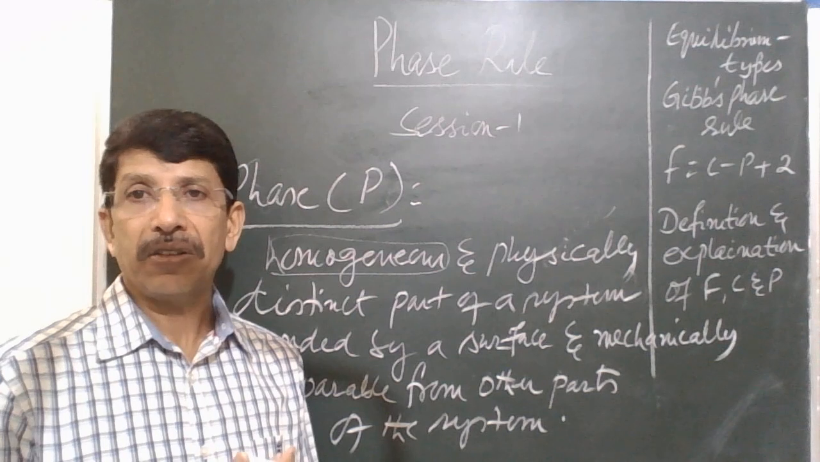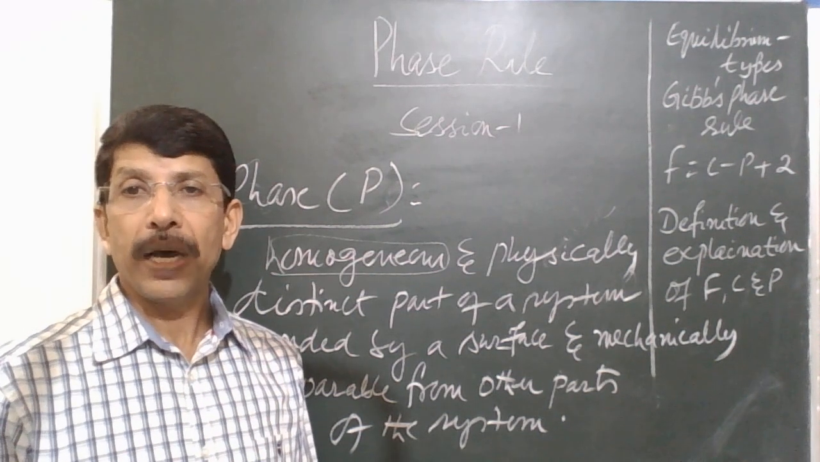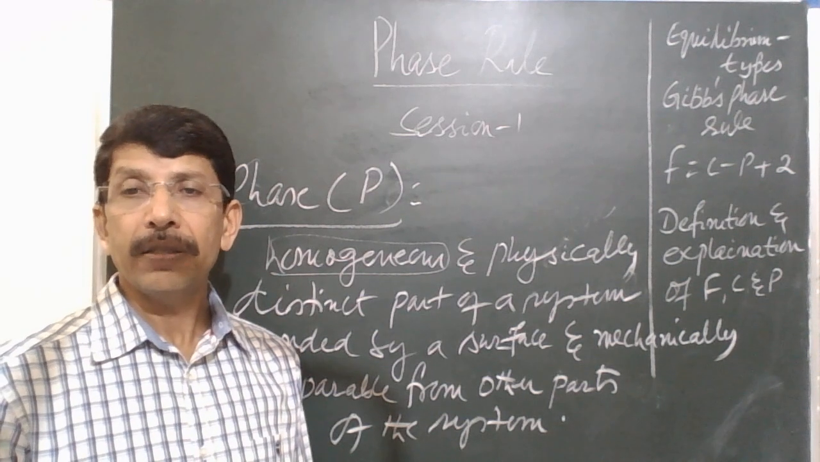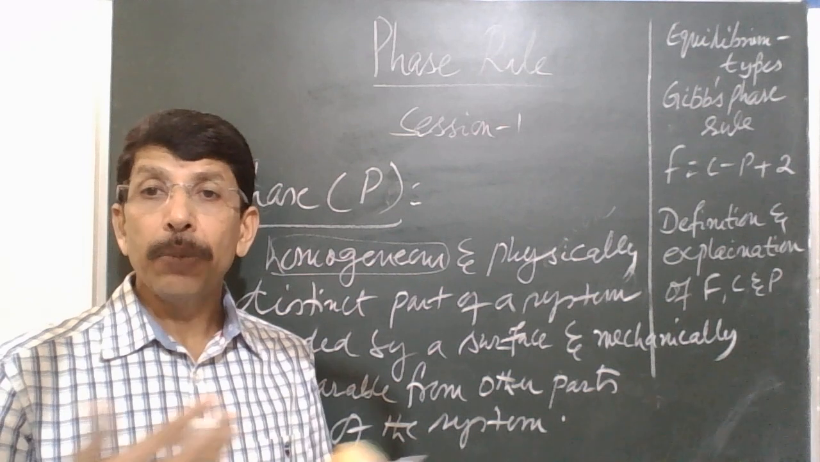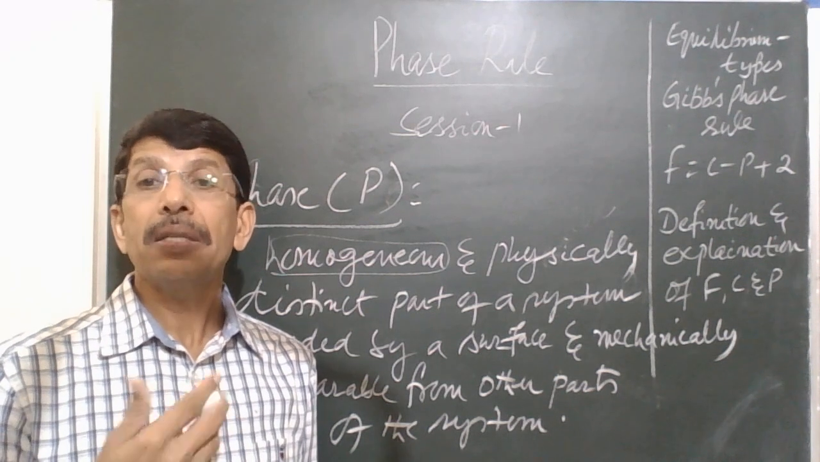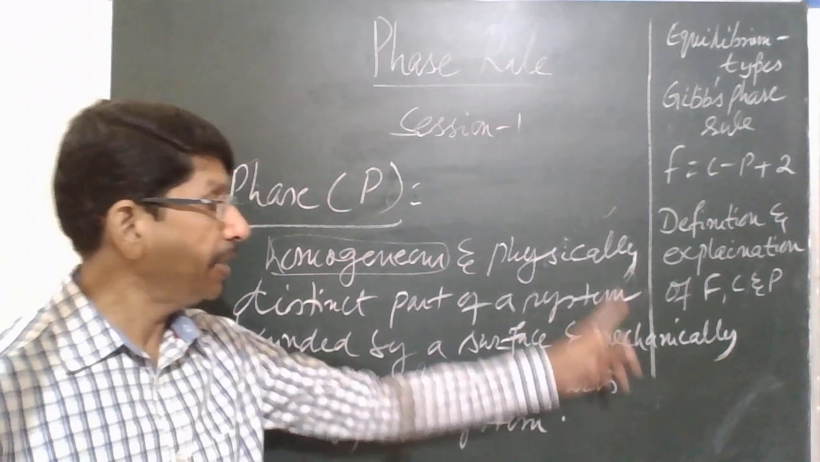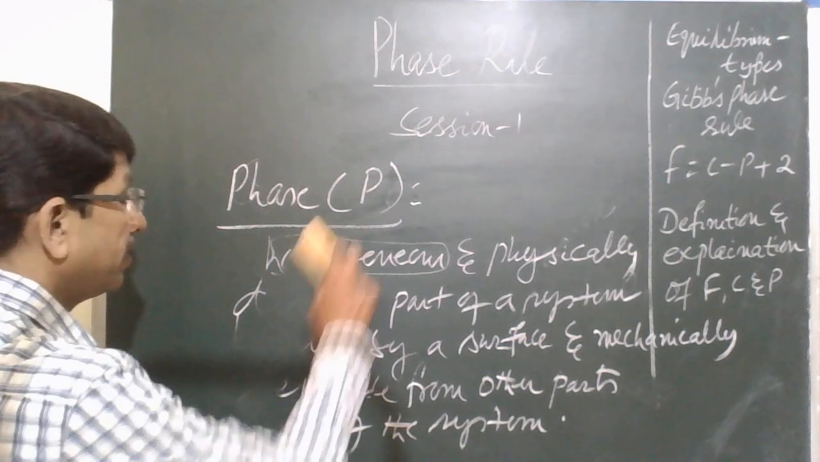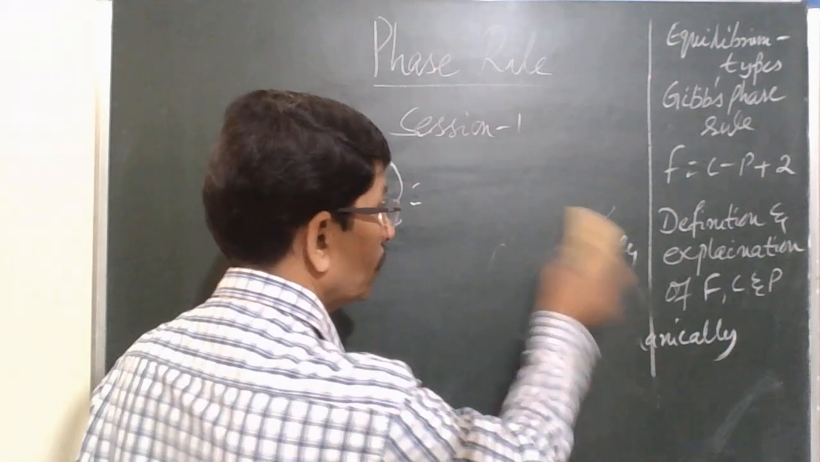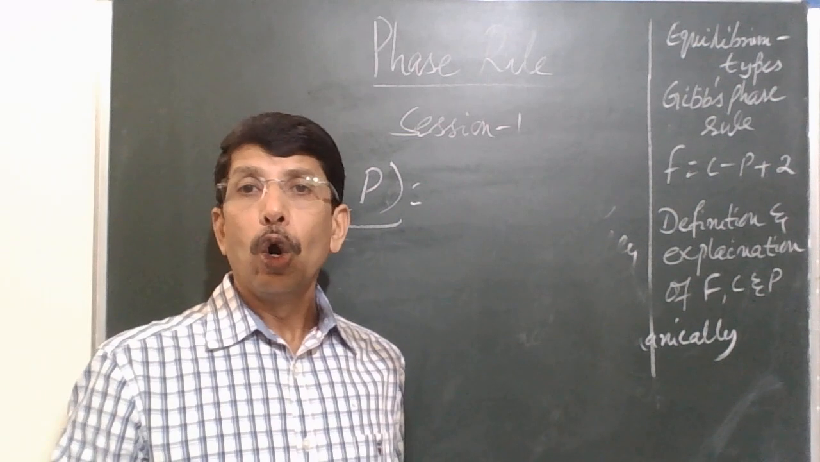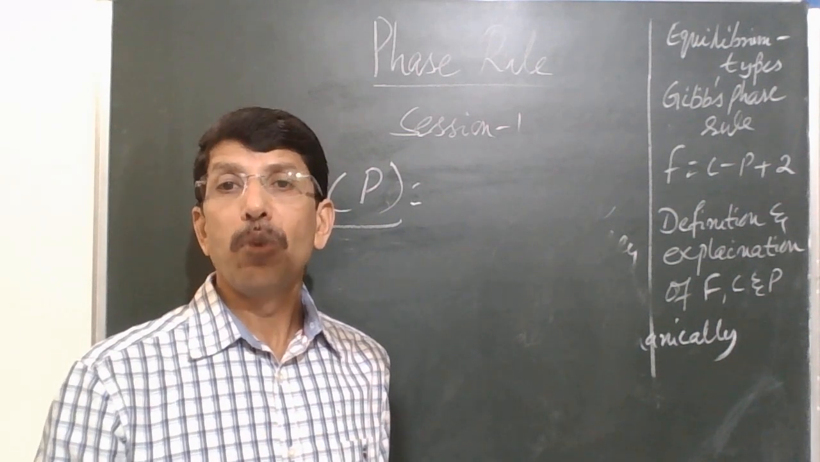These are all the characteristics of the phase. Phase is a homogeneous one and physically distinct part bounded by a surface and mechanically separable from other parts of the system. We should be able to separate, not chemically, but by physical method. This is mechanically from other parts of the system. So this is the definition of a phase. When I say phase, homogeneous systems will have a single phase and heterogeneous systems will have two or more phases.